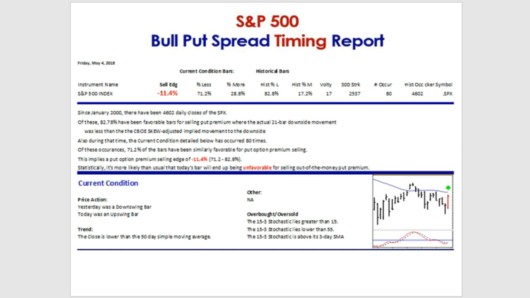The rest of the time, what would it be? Roughly 17.3% of the time, it does move down and hit that one standard deviation level to the downside. Now, let's go to our market condition here that occurred 80 times. Of our 80 occurrences, 71.2% of the bars were similarly favorable. That's a lot less than the 82.7. Okay, so this implies a selling edge, a put selling edge of minus 11.4.